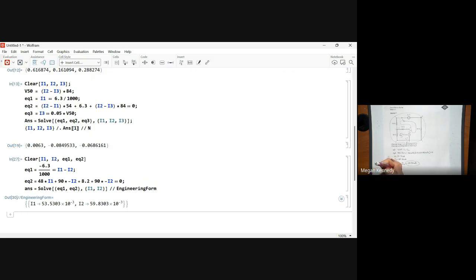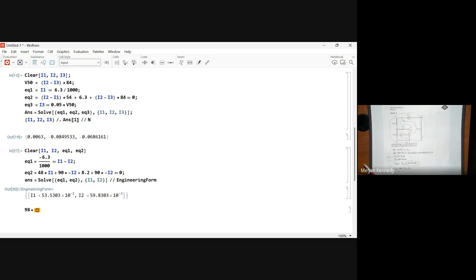We're going to say that's going to be 98 ohms times I2 minus I1. Does that make sense? Because we have I2 going in the positive side and out the negative, and then we have I1 coming in the negative going out the positive. So if we do that, I'm just going to type it into Mathematica real quick.